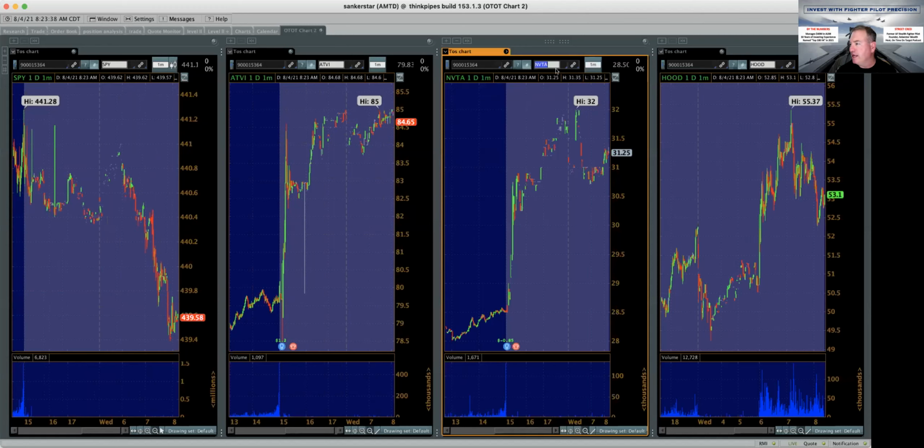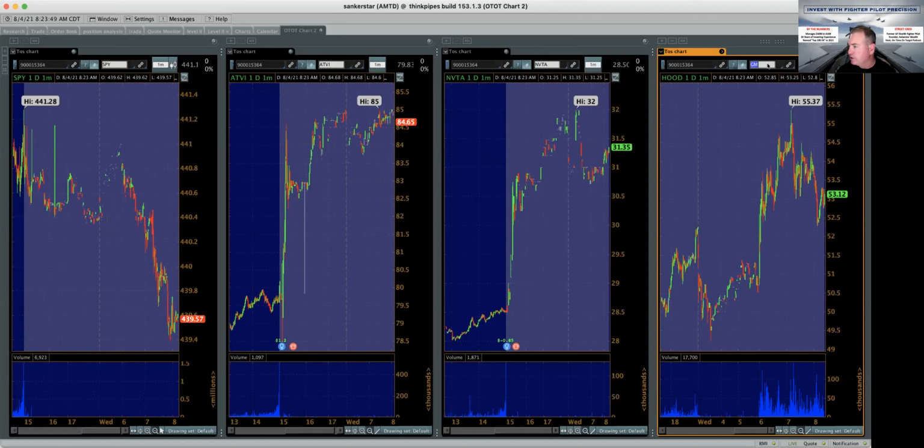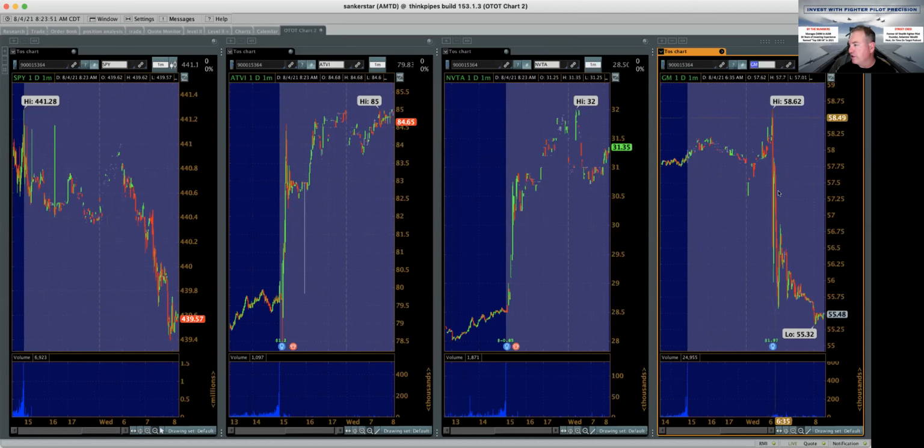All right, we have NVTA, which is Invita, not quite as strong a gap, but gapping up, and the volume is right at our minimum. And then I have Hood pulled up over here, but let's switch that to General Motors. And there's what you can see as far as the gapping down for the stock. And then there's the earnings down there at the bottom.